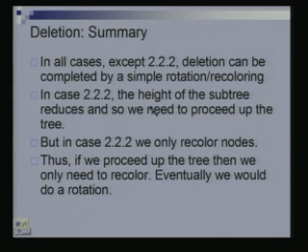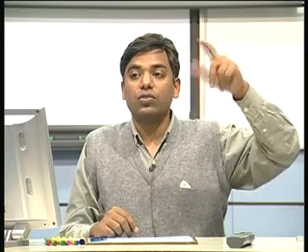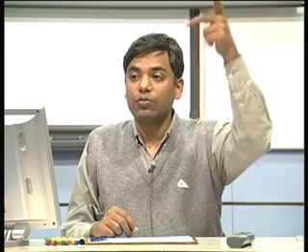In this particular case, the height of the subtree reduces and so we need to proceed up the tree. But in this case, we are only recoloring the nodes. एक नोड का कलर रेड से ब्लैक कर रहे हैं बस. Yes, when we go up, maybe at the next level we may have to do a rotation, right? Or if the problem is not solved there either, then we may have to recolor when we go up, right?